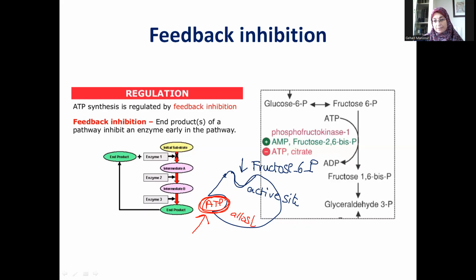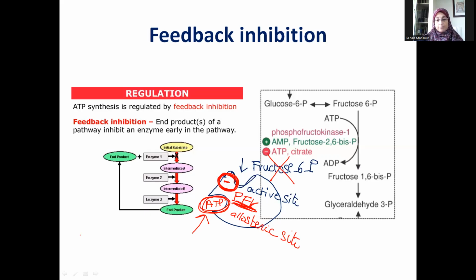allosteric site, the red one, of the enzyme that is called phosphofructokinase. This is the name of the enzyme, and it will cause conformational changes. And those conformational changes will have a negative effect on the active site, making it no more capable of binding with the fructose 6-phosphate, okay?